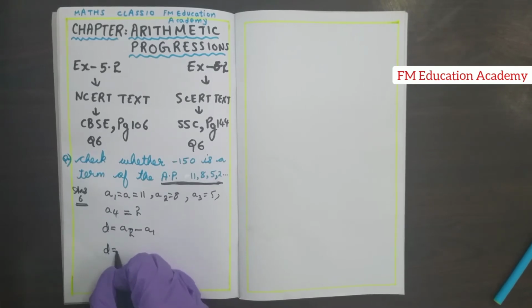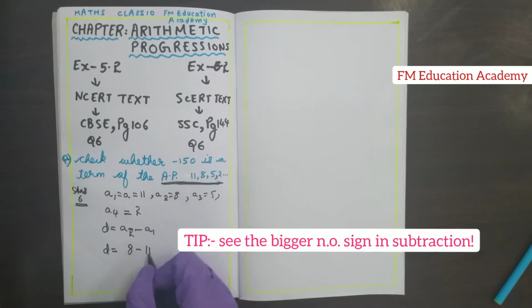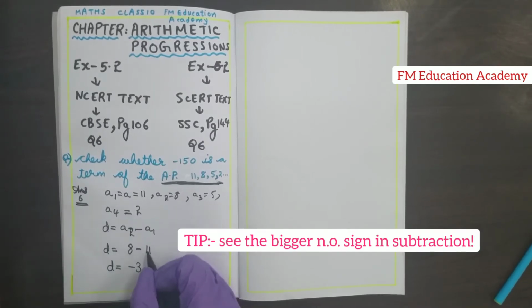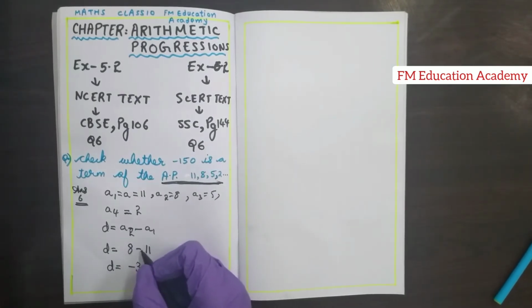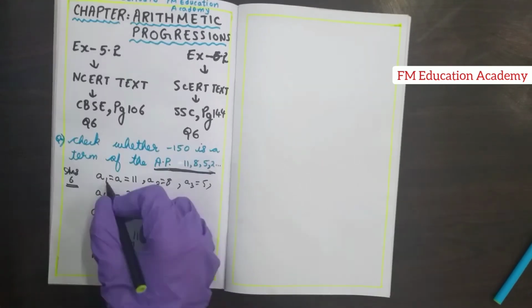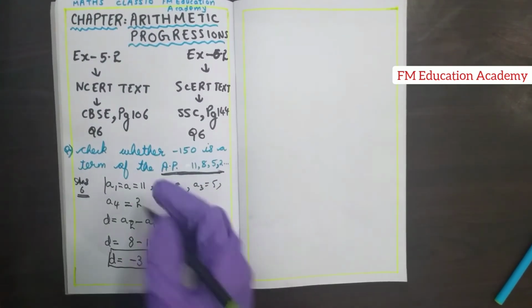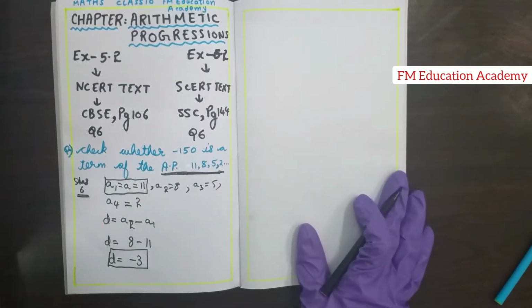So d is equal to, substitute the value of A2, 8, minus the value of A1, 11. So 8 minus 11 is minus 3. Always be careful: the bigger number between 8 and 11 is 11, so the answer has a minus sign. So d is equal to minus 3. So I got the value of my first term, 11, and the common difference as minus 3.